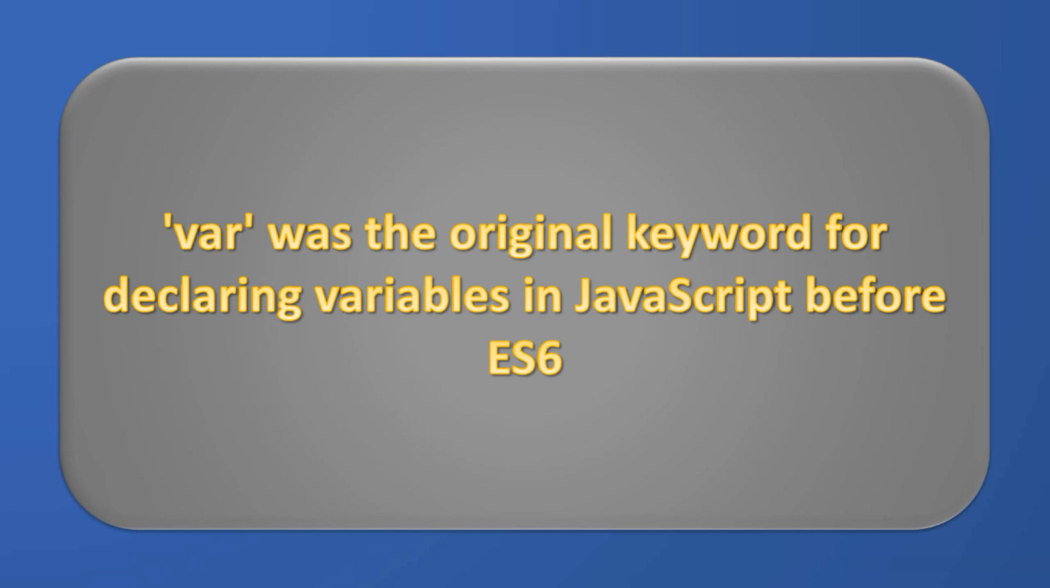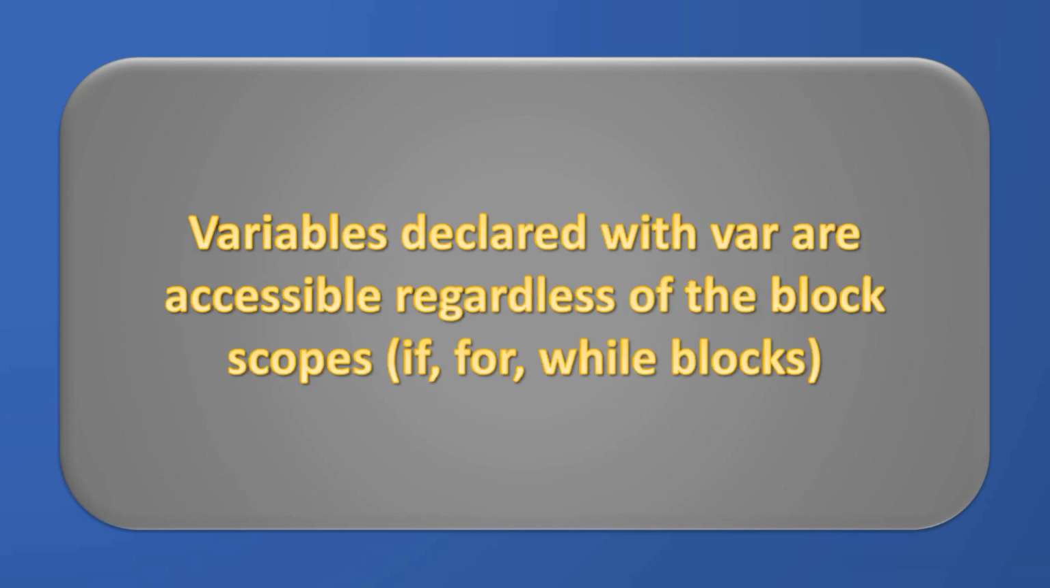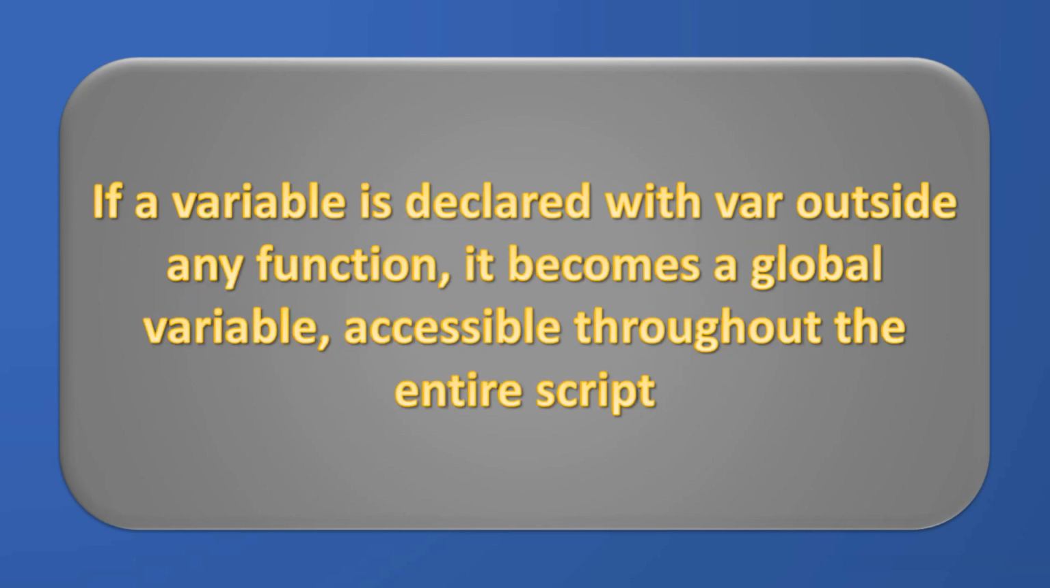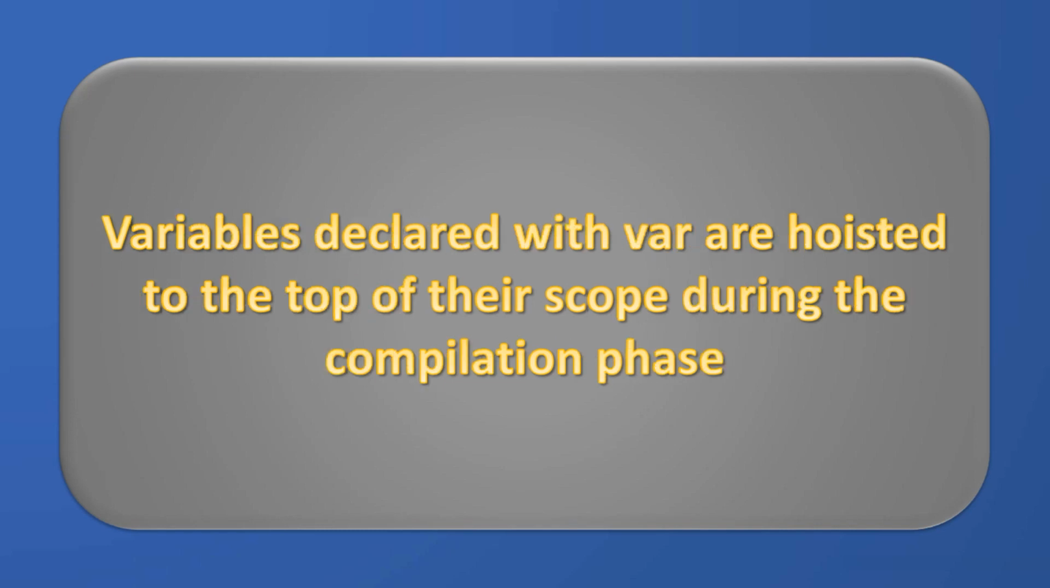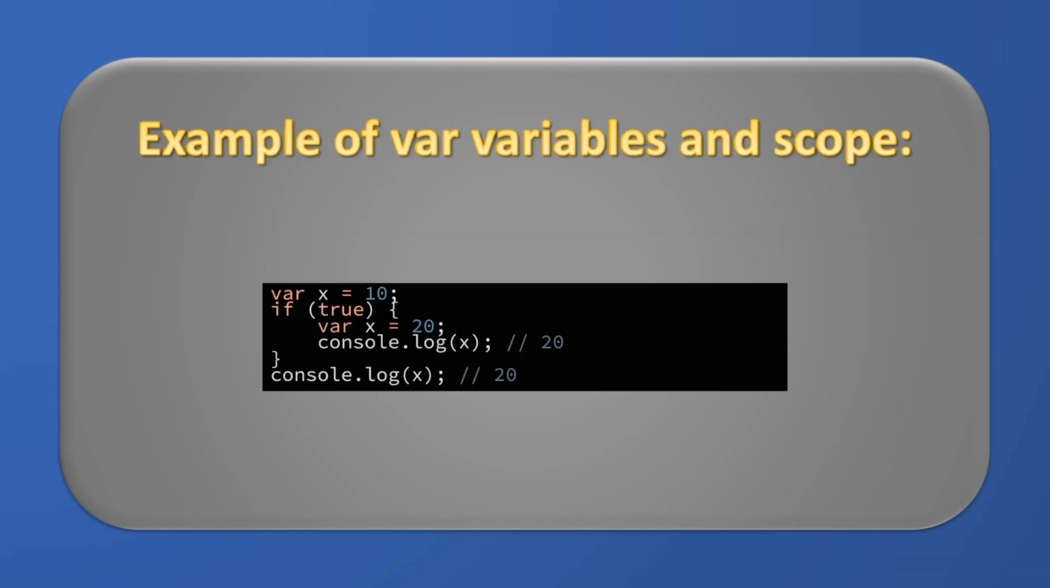Var was the original keyword for declaring variables in JavaScript before ECMAScript 6. Variables declared with var are accessible regardless of the block scope. If a variable is declared with var outside any function, it becomes a global variable accessible through the entire script. Var variables can be redeclared and updated within their scope without any restrictions. Variables declared with var are hoisted to the top of their scope during the compilation phase. Example of var variables and scope can be found below.